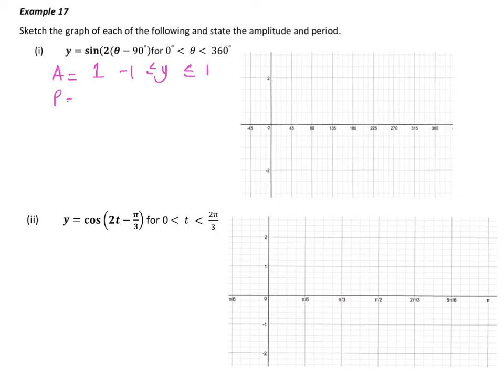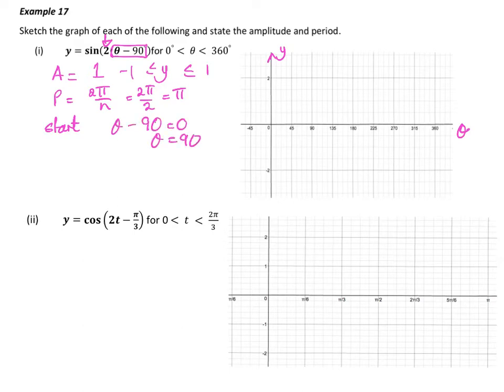The period of this graph is 2 pi on n. Now what's my n value? You can see here my n value is 2, so the period of this graph is pi. Where does this graph start? Well, if there wasn't a translation on the theta axis, because we're looking at theta and y here, then it would be starting at 0 because it's an upright sine graph. But because we've now got this translation, theta minus 90, if you let it equal 0, so theta is equal to 90. That is my starting point, theta equal to 90 degrees.